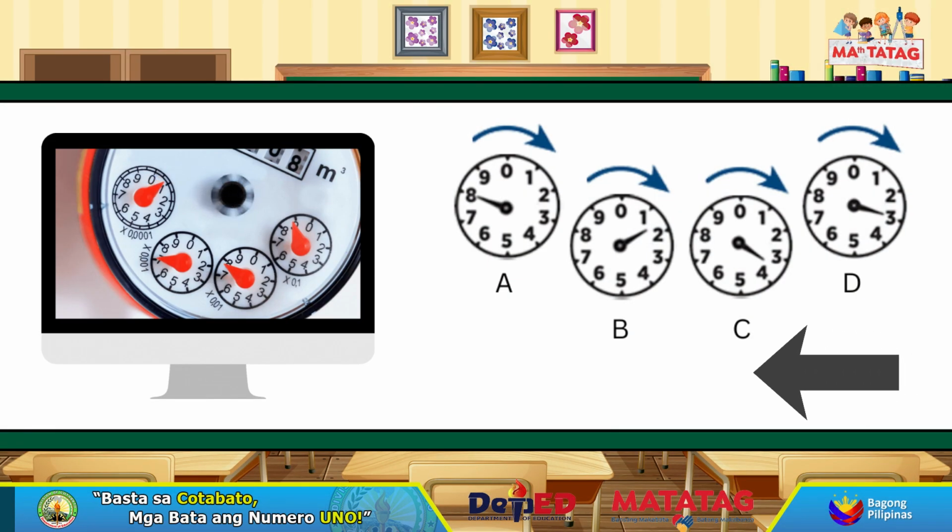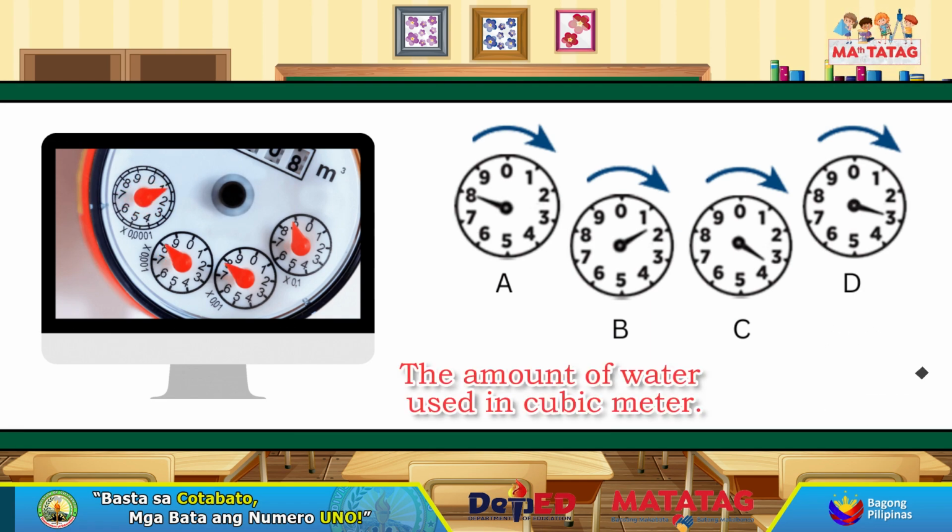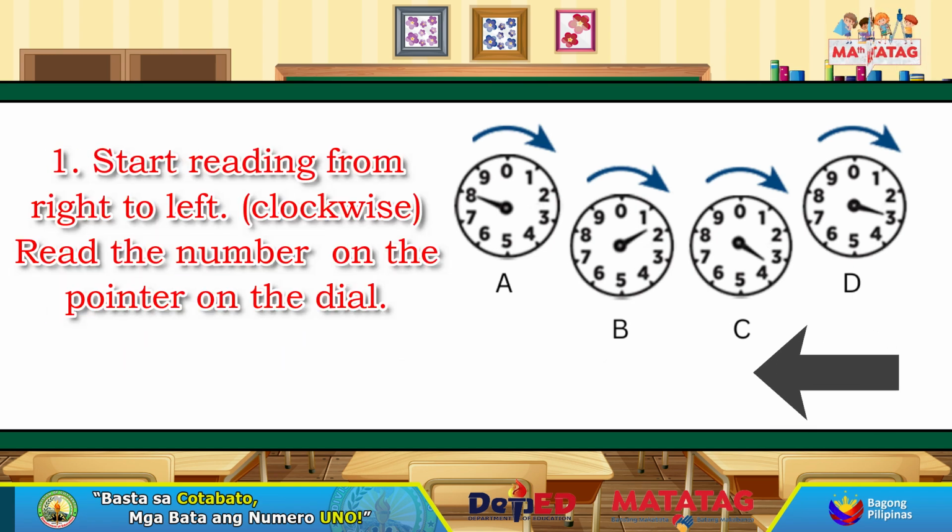Let's have an example. In example number 3, we will read the amount of water used in cubic meter by one household from the given dials. To read water meters, we will follow 3 steps. First, start reading from right to left, clockwise.